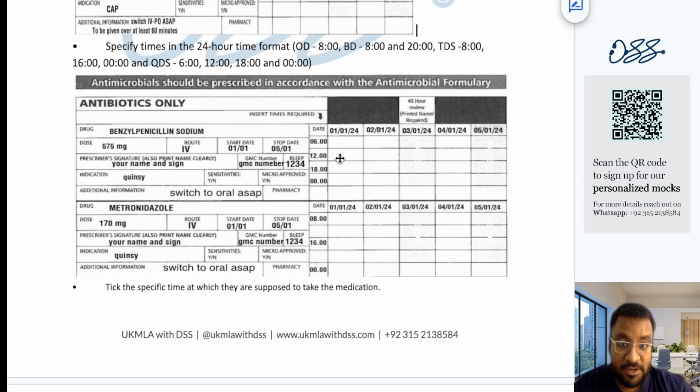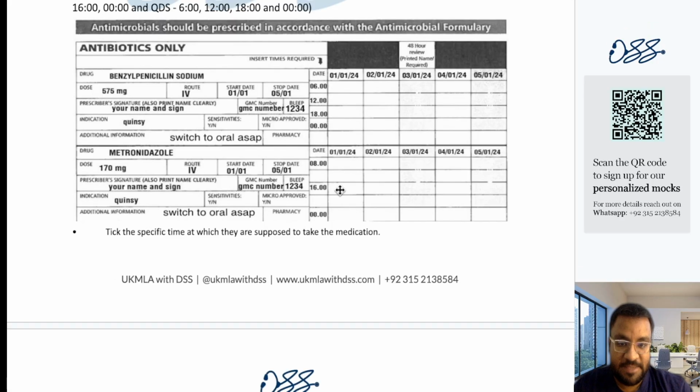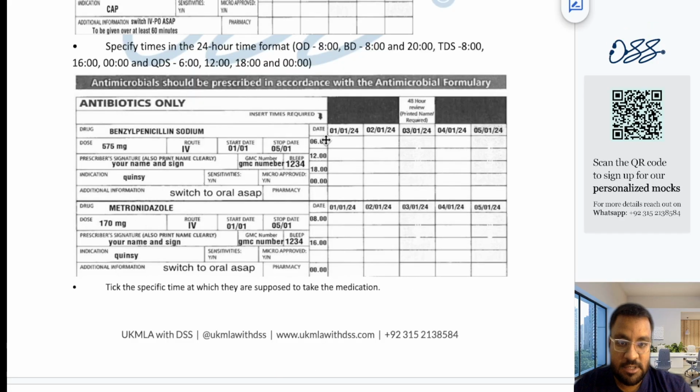Then a lot of people miss out on the frequency and the time. For the antibiotics, you cannot write OD, BD, TDS or QDS. You need to mention the time. For example, if you're giving a medication QDS, that means 4 times daily, then this is the time that you need to write: 6, 12, 18, and 00. If you're giving a medication on a TDS basis, then you need to write 8, 16, and then 00.